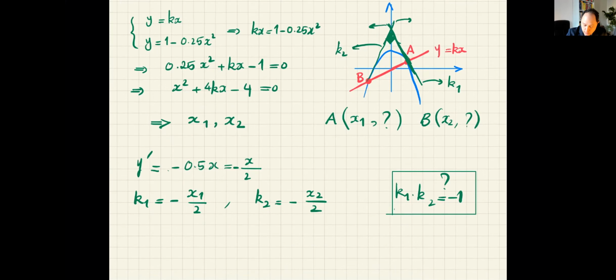So let me multiply them then. k1 multiplied by k2 becomes minus x1 divided by 2 multiplied by minus x2 divided by 2. Then it becomes 1 over 4 x1 x2.